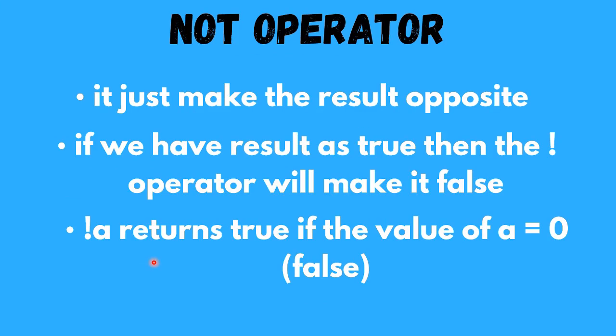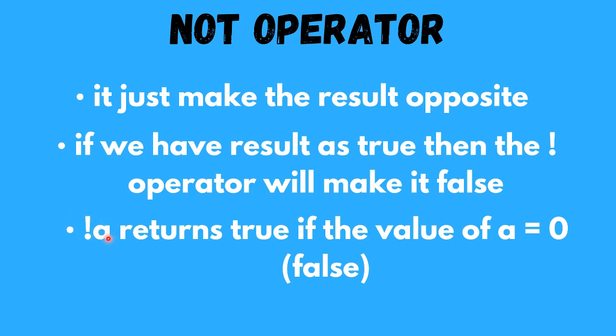Now seeing the NOT operator here, you can see that it just makes the operator result opposite. So if we have a result as true, and you use this operator, then the result will become opposite, that means it will become false. Here you can see that we have used the not operator before A. So this is how we use the not operator.